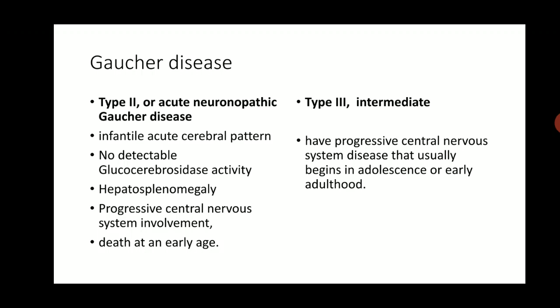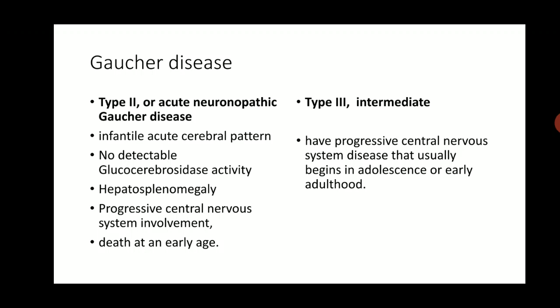Whereas type 2 is also known as acute neuronopathic Gaucher's disease. This is a very severe form, and it is also known as infantile acute cerebral pattern. Here the glucocerebrosidase enzyme activity is totally not detectable, and hence it is very severe. Patients usually present with hepatosplenomegaly, progressive central nervous system involvement and death at an early age.